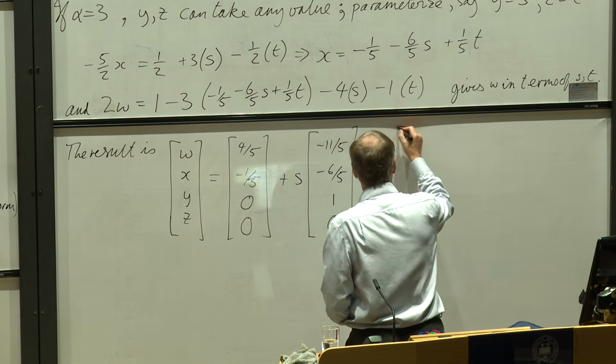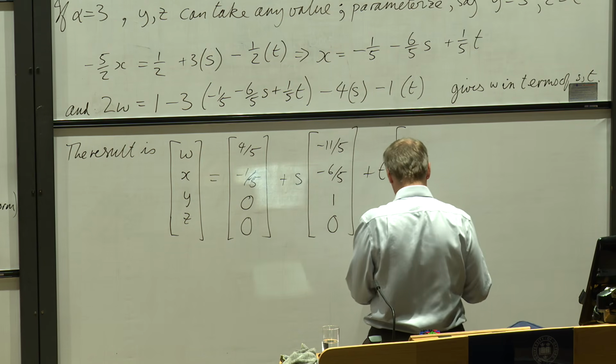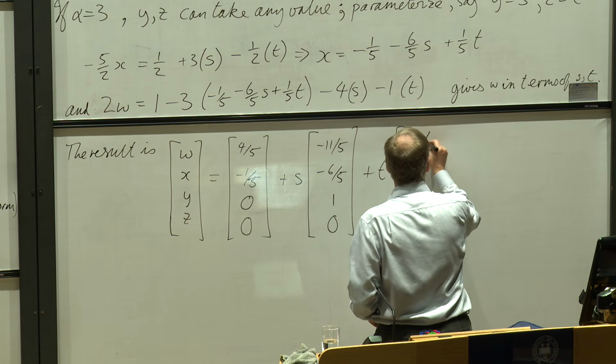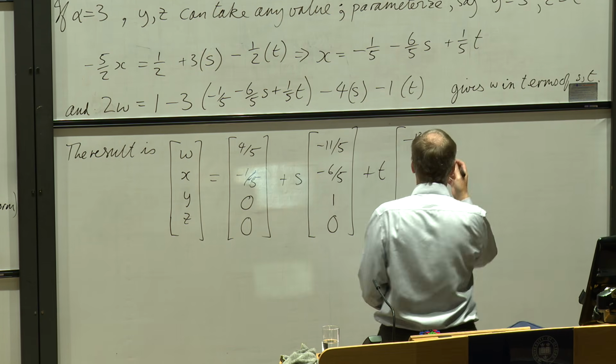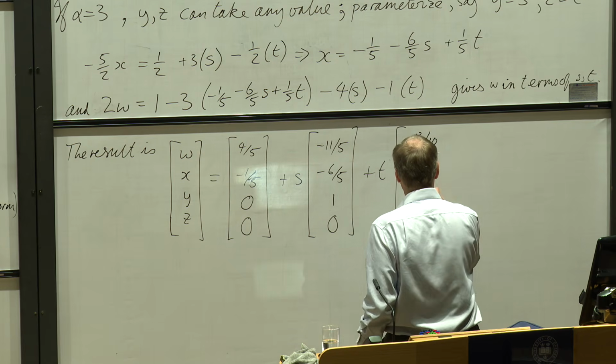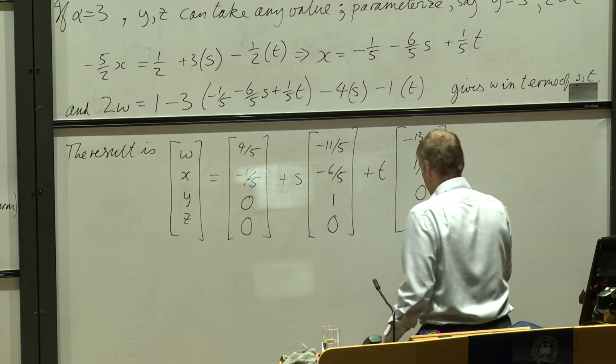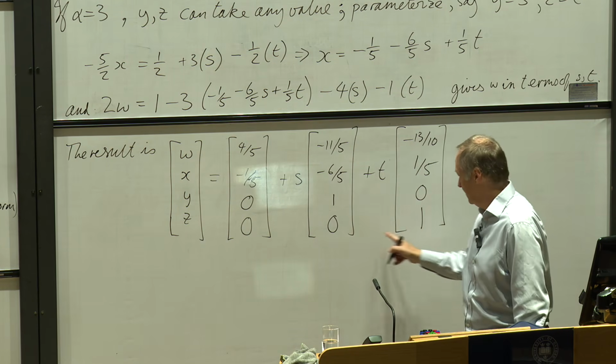Plus t times, and then the appropriate numbers are minus 13 over 10. You can check these things for yourself if you can't do them in your head, like I can't at the moment. And 0 and 1. So this last equation says z is equal to t.